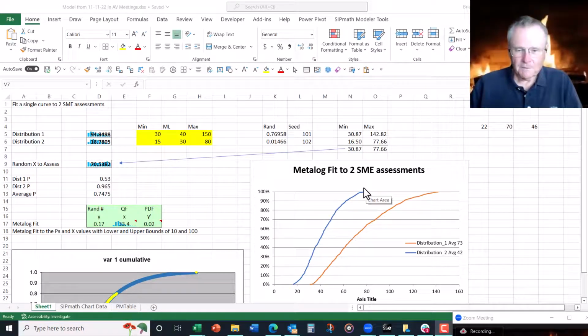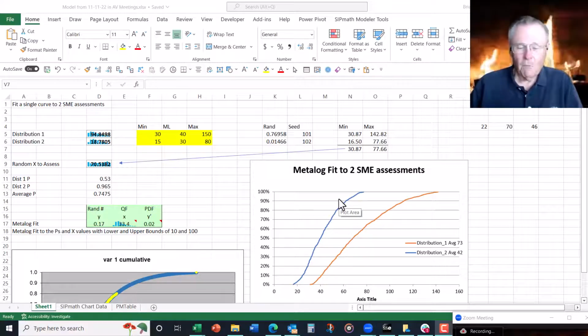So how do we combine these? Well, there's several ways to do it, but let's talk about maybe three ways. One is to pick a probability, let's say 40%, and weight these two values. The other possibility is to pick a value, let's call it 60, and weight the two percentiles. Of those two ways, the recommended way is to pick a value and weight the two percentiles.